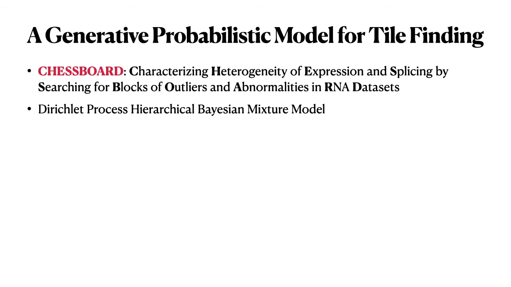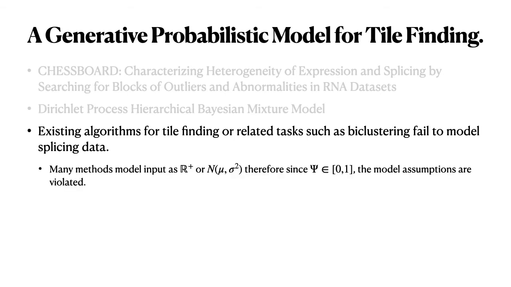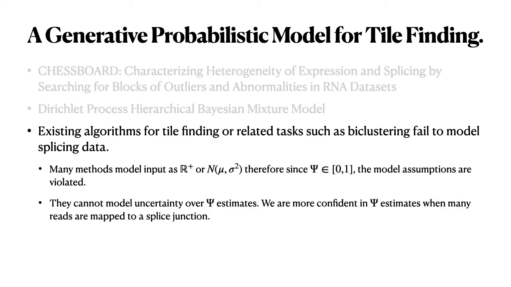Chessboard is a Dirichlet process mixture model, which uses non-parametric Bayesian techniques that don't require a priori knowledge of the number of tiles. Now, although similar algorithms exist for related tasks, they all fail to correctly model splicing data. Specifically, many methods model input as real or Gaussian distributed values. Therefore, psi, which is in the domain of 0 to 1, violates these model assumptions. They also cannot model uncertainty over psi estimates, where we are more confident in psi estimates where we observe many reads.